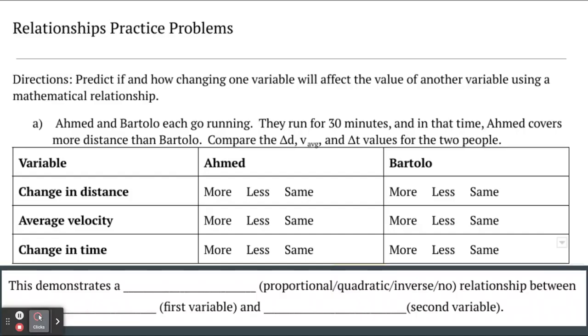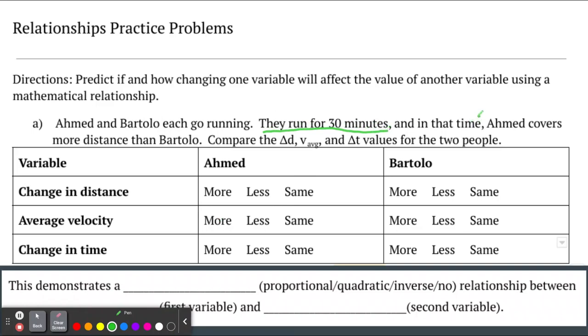So directions. Predict if and how changing one variable will affect the value of another variable using a mathematical relationship. Ahmed and Bartolo each go running. They run for 30 minutes, and in that time, Ahmed covers more distance than Bartolo. Compare the change in distance, the average velocity, and the change in time values for the two people. Okay, so I'm going to go ahead and mark up my screen. It could be helpful to have some different colored pencils just to focus your notes, but that's up to you.